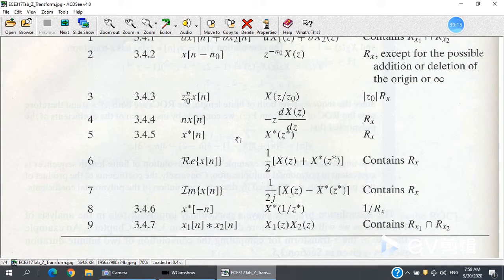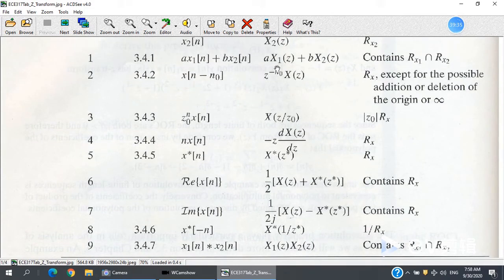For our work, we are working on signal processing, on signals and systems. The most important features here are the second one and the last one. The second one is shift. When you have a shift in the time domain, then in the z domain, you need to multiply by z to the negative n0. And the last one is convolution in the time domain, related to multiplication in the transfer domain, the z domain. So these two things we use a lot.